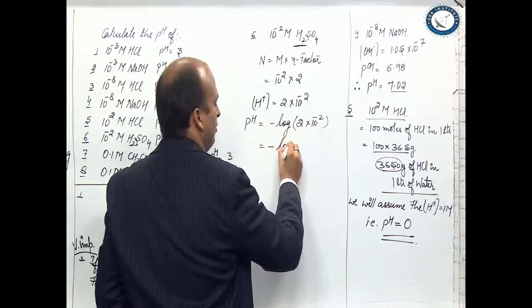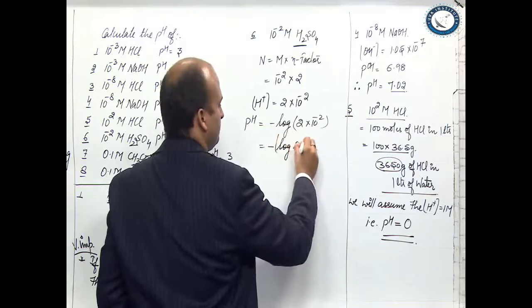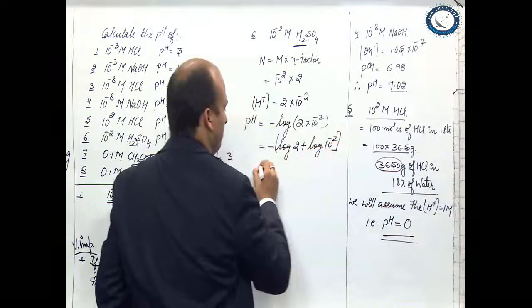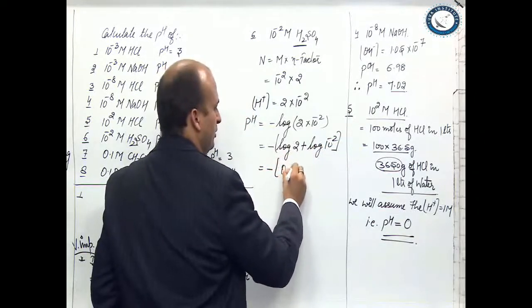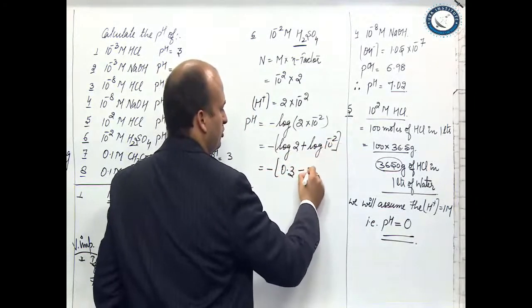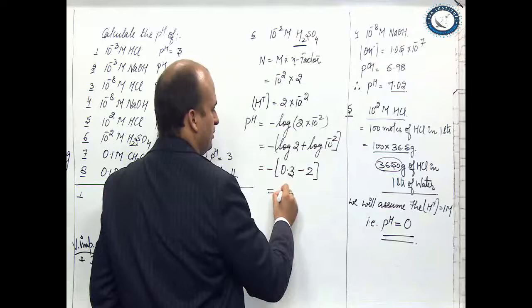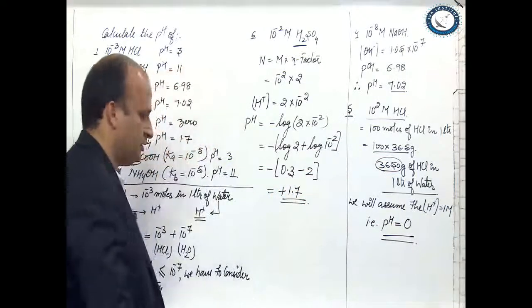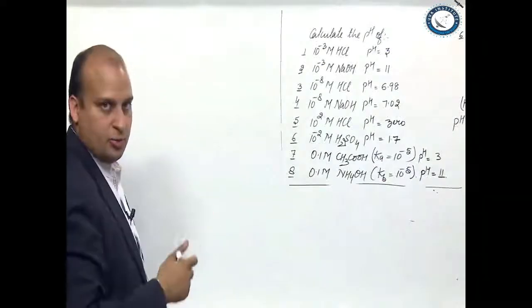So which is minus log of 2 plus log of 10 raised to power minus 2. Log of 2 is 0.3, log of 10 raised to power minus 2 is minus 2. So the answer is plus 1.7. This is the answer. Let's talk about 7th part.